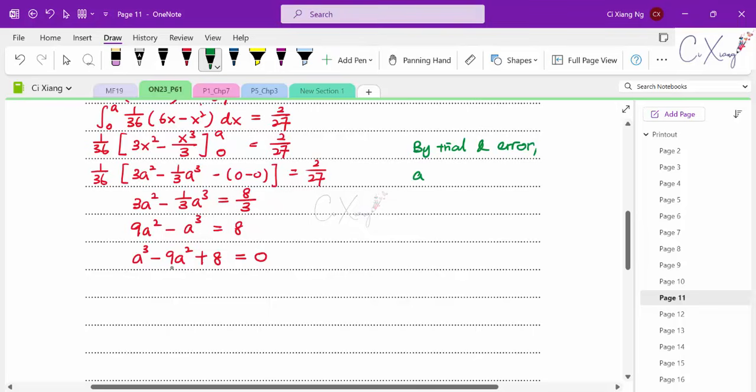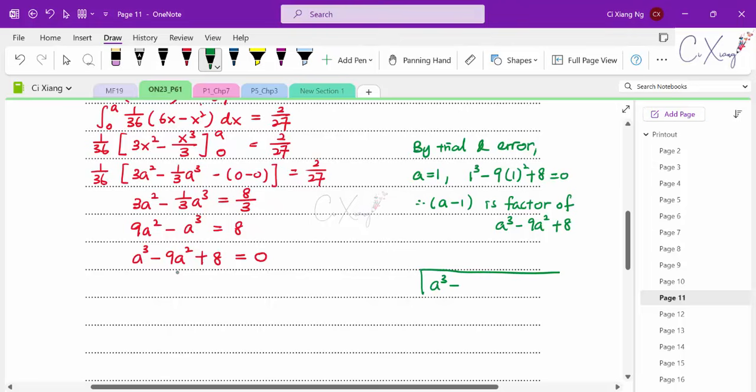So I think it's quite obvious that if you substitute a equals to 1, you have 1^3 - 9(1^2) + 8, which equals 0. That means a - 1 is a factor of this cubic polynomial. It involves a little bit of what we have in our pure maths chapter 1, the long division. So to factorize fully, I can use my long division method here.